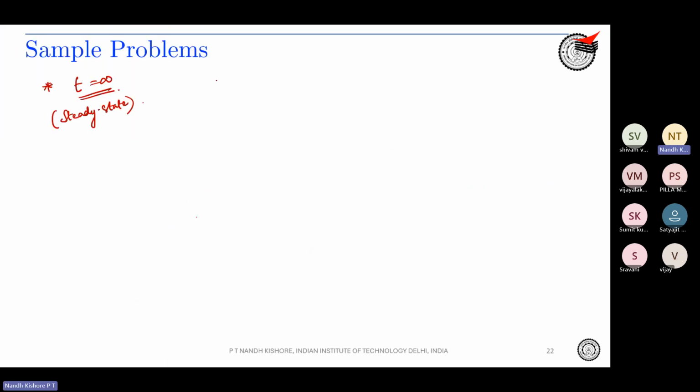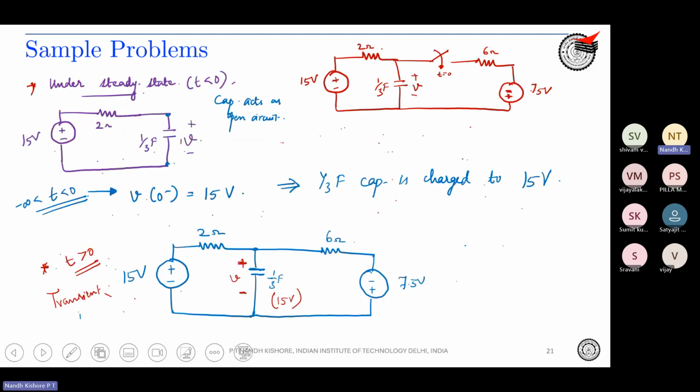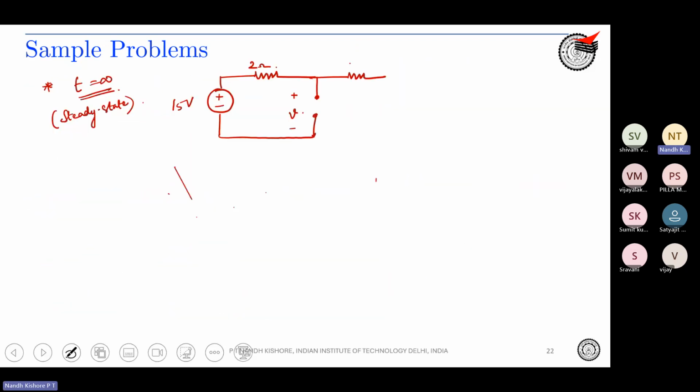So your circuit simplifies to 15 volts, 2 ohms. The capacitor is acting as an open circuit, so I'm drawing something like this. Capacitor acts as open circuit. This is your V, and the switch is closed. You have 6 ohms. And this is 7.5 volts. All right.